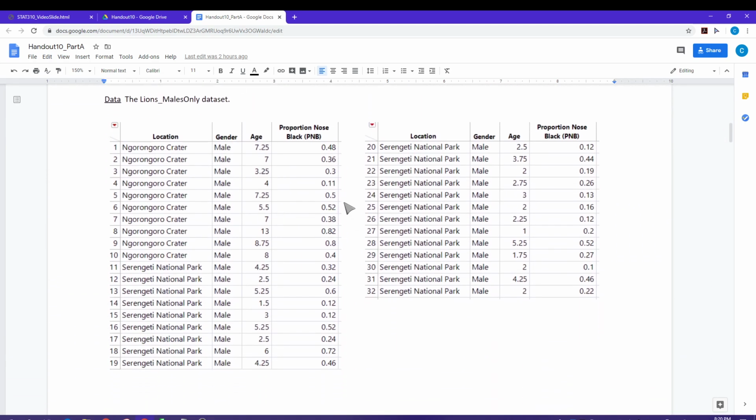Here's what that data set looks like. 32 observations. We can see that we have lions from 2 different locations. They're all male here. And then we have the predictor variable age and the response variable percent nose black, or PNB.